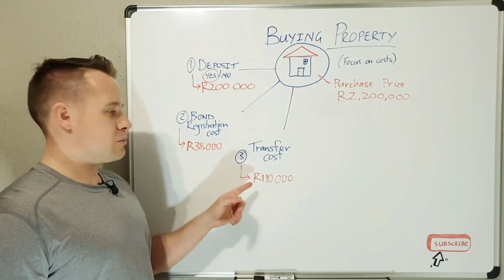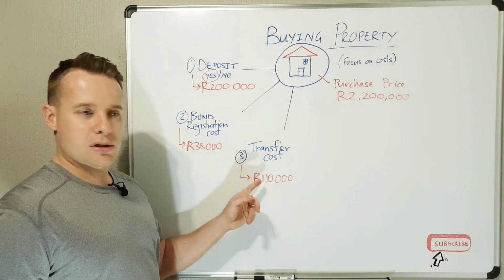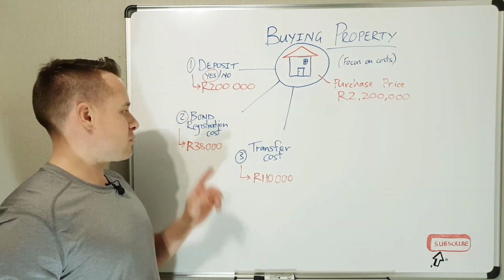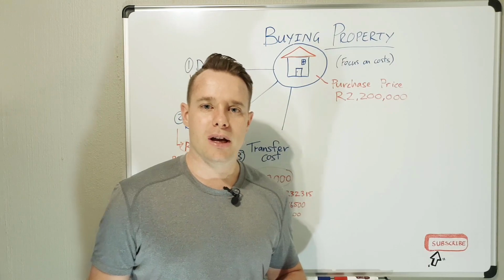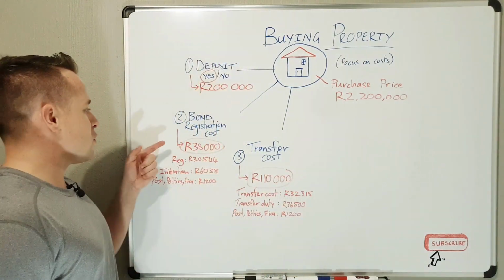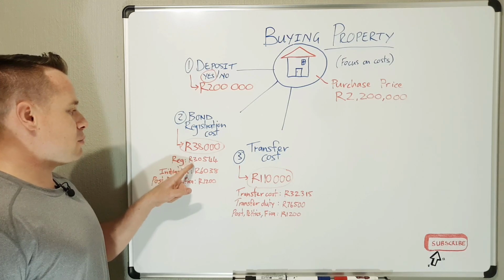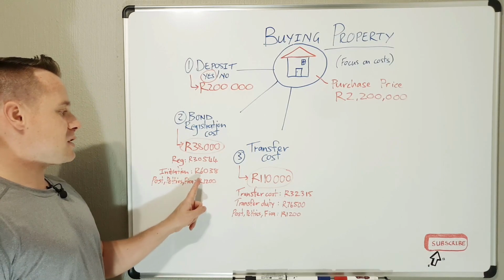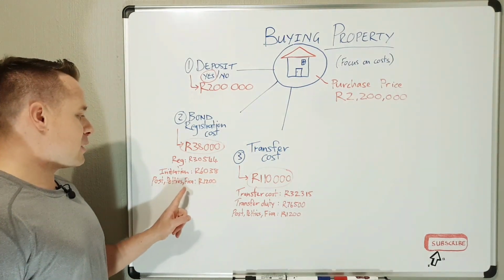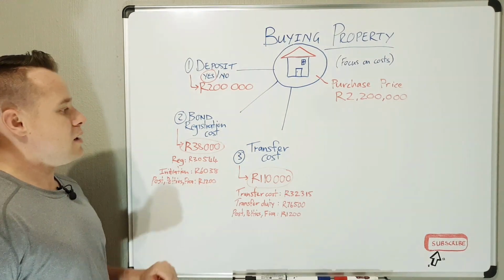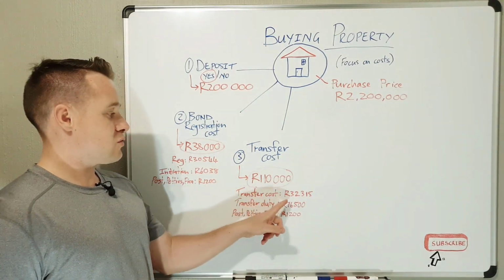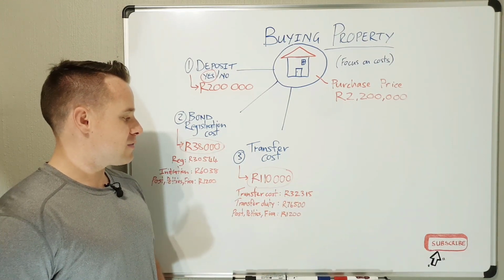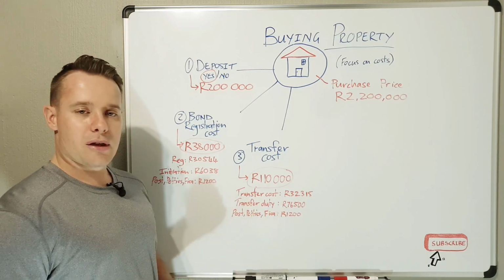Now I will go into a little bit more detail here. I'm using rounded figures for this. But this one is just below 38,000 and this one is just above 110,000 rand. I'm going to explain these two now. So the cost breakdown is as follows. The bond registration cost is 38,000. This is split up between registration cost itself, 30,544, initiation fee, 6,038 rand, and a post, petties and FICA cost of 1,200 rand. The transfer cost is split up as follows. The transfer cost itself is 32,315, transfer duty 76,500, post, petties and FICA 1,200 rand.